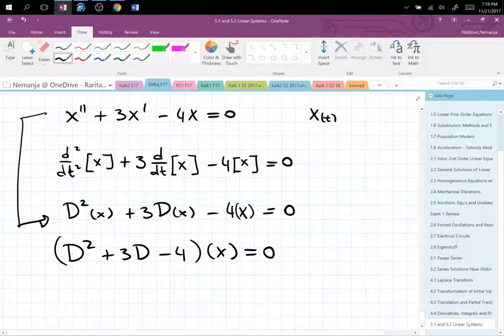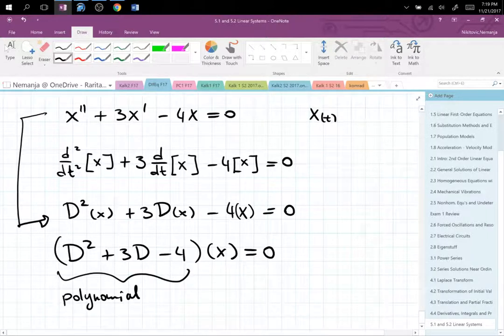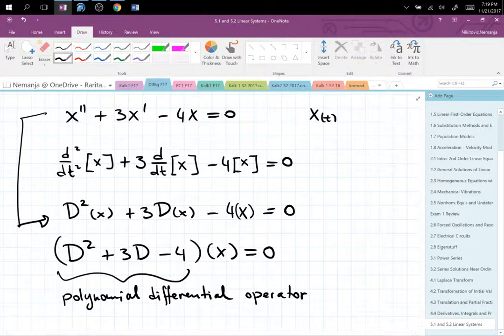So this puppy over here is known as a polynomial differential operator. I can give you just the operator, and from that operator you should be able to retrieve the differential equation. So I can work with differential operators rather than working with the entire differential equation.